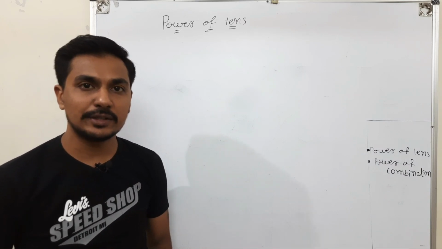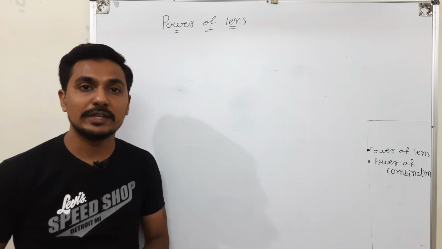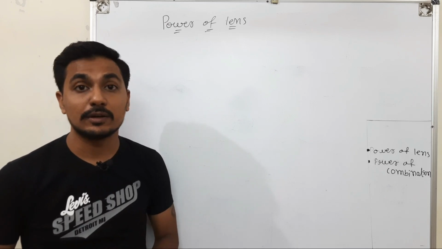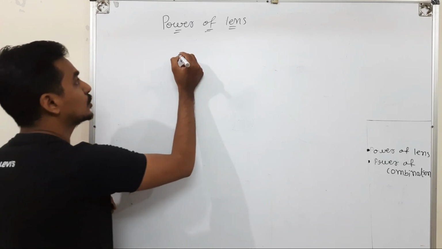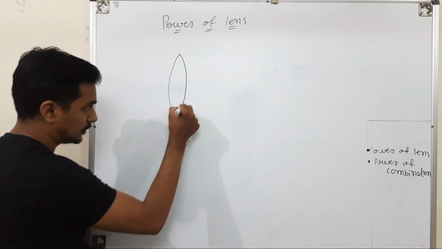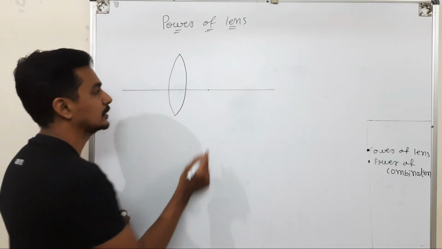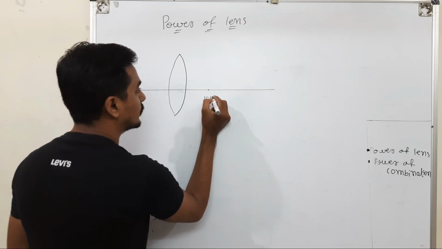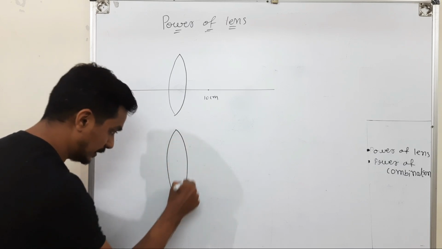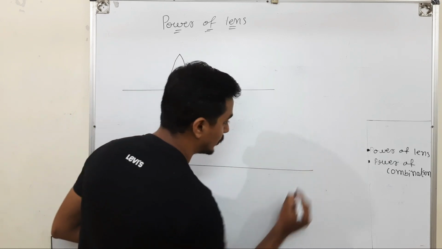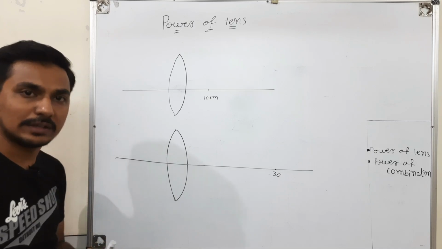In this lecture, we are going to discuss power of lens. Now, before defining power of lens, let us try to understand the exact meaning of power. Suppose I have two convex lenses, one with a very short focal length, 10 centimeter for our convenience, and another lens having a large focal length, for example 30 centimeter.